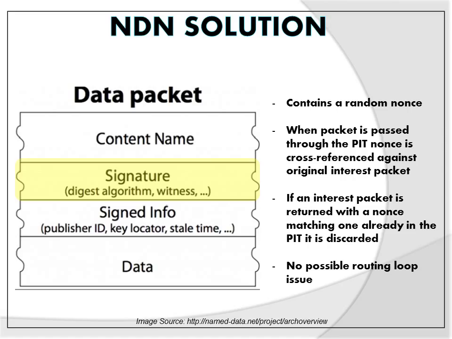Now, say an interest packet is returned instead of a data packet, and so there's an interest packet already in the pending interest table that matches the one that's being returned. The pending interest table simply disregards or discards the second interest packet and waits for the data packet to be returned. This prevents those routing loops from occurring.